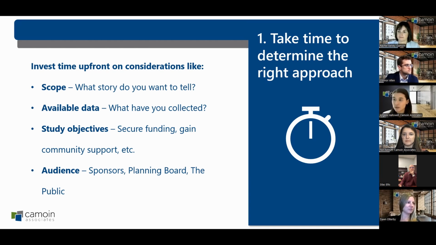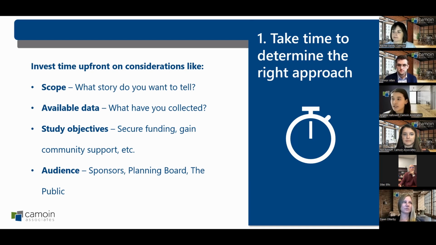The first step is always to invest the time up front to identify what is going to be the most appropriate methodology for the specific project we're working on. So this involves looking at factors like the scope of the project, the data you already have available, and what your ultimate objectives are going to be. So for example, it's important to ask yourself, who's my audience? Am I trying to secure funding? Am I trying to become eligible for tax abatement or simply to garner public support? Maybe your goal is to demonstrate the value that your organization brings to the local community. So the answer to any of these questions is going to guide the approach to the analysis.